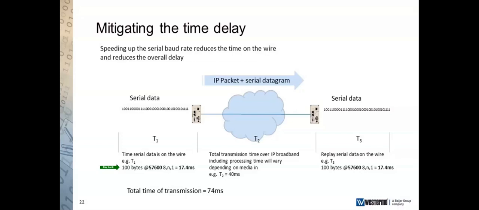Okay, we've still got the same time constant in the middle, which is 40 milliseconds, but when we replay the message, we now get a reduction in the replay time, which is 17.4 milliseconds. So if you add all those together, we end up with a total transmission time of 74 milliseconds, which is actually faster than the old modems. So now we can see how just a small change to the RTU or to the SCADA system can actually decrease the time on the wire.